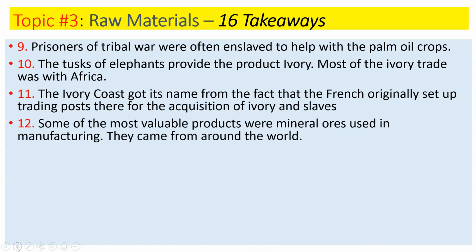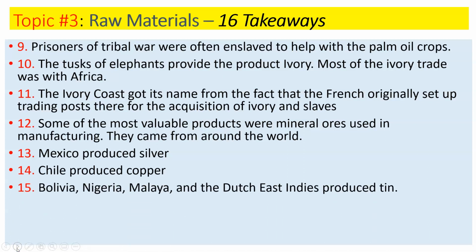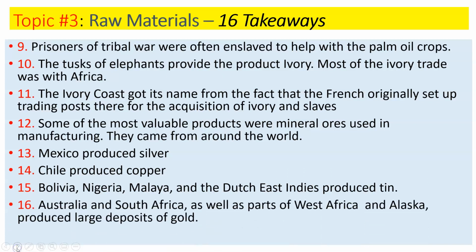12, some of the most valuable products were mineral ores used in manufacturing. They came from around the world. Number 13, Mexico produced silver. 14, Chile produced copper. 15, Bolivia, Nigeria, Malaya, Dutch East Indies produced tin. 16, Australia and South Africa, as well as parts of West Africa and Alaska, produced large deposits of gold.